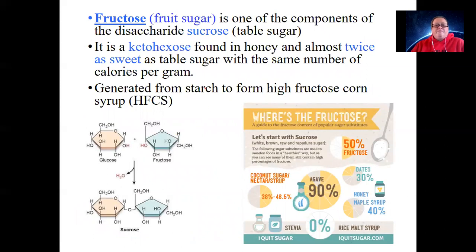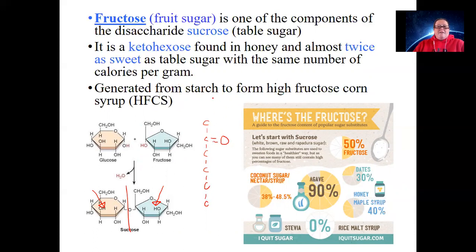And fructose is one of the components of the disaccharide sucrose. Here is sucrose here, my fructose portion right here, my glucose portion right there. If we hydrolyze that, we get our glucose and our fructose separately. And it is a ketohexose. So these are ringed structures, but I want to remind you that in that straight chain, there are 1, 2, 3, 4, 5, 6 carbons, and on the second one is where that carbonyl group is.